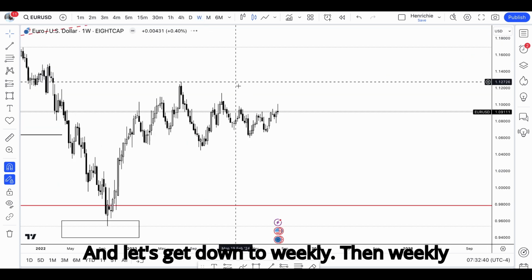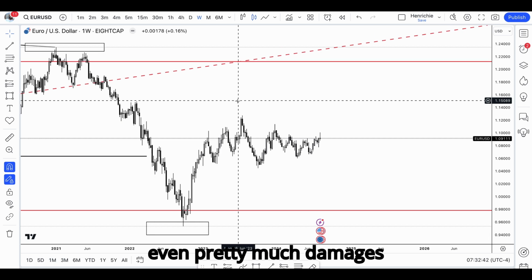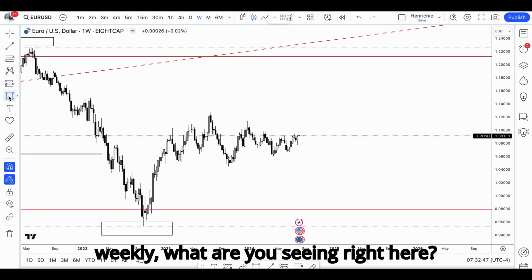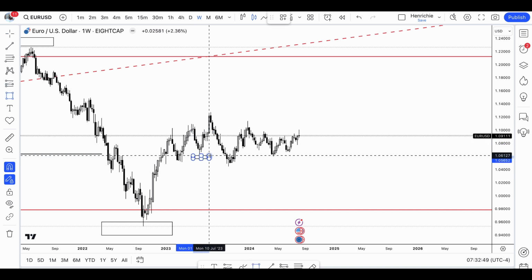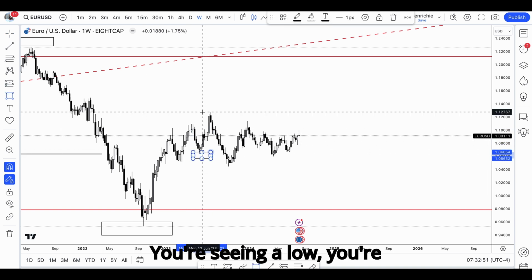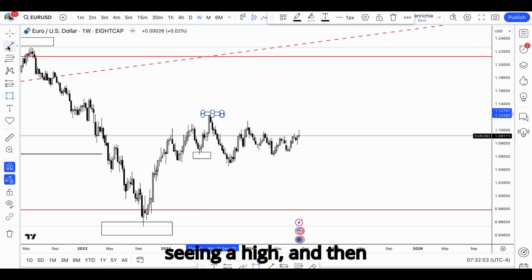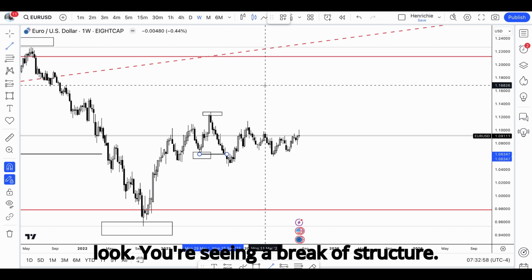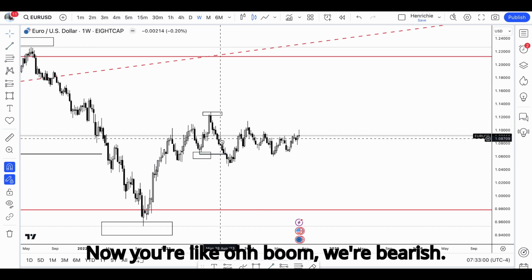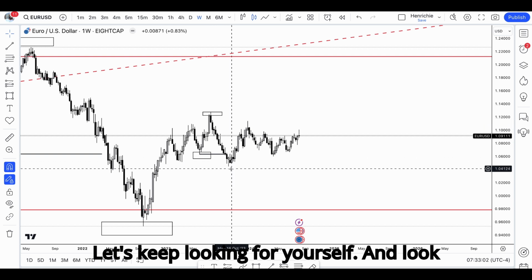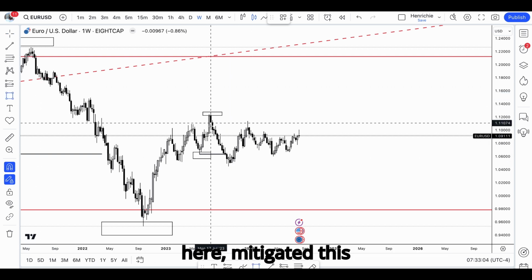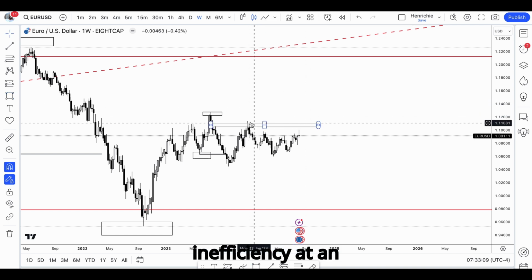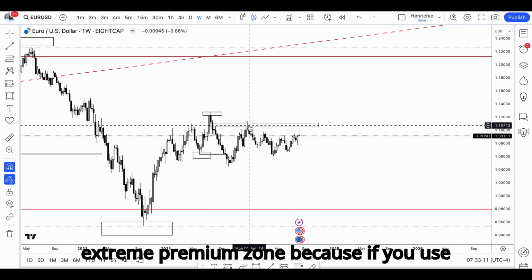And let's get down to weekly. Then weekly even pretty much damages the trader's mindset, because on the weekly, what are you seeing right here? You're seeing a low, you're seeing a high, and then look, you're seeing a break of structure. Now you're like, oh, boom, we're bearish. Let's keep looking for a sell. And look what happened right here. Price came up here, mitigated this inefficiency at an extreme premium zone.